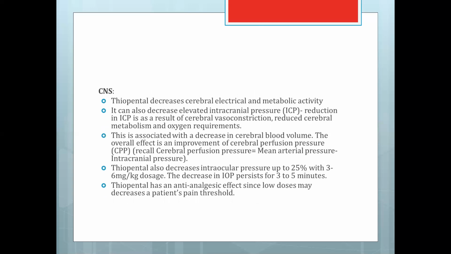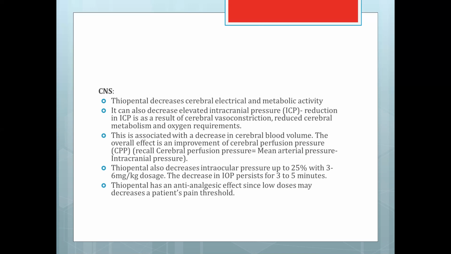Central nervous system. Thiopentone decreases cerebral electrical and metabolic activity. It can also decrease elevated intracranial pressure. The reason there is a decrease in intracranial pressure is as a result of cerebral vasoconstriction, reduced cerebral metabolism, and oxygen requirements. This is associated with a decrease in cerebral blood volume. The overall effect is an improvement of cerebral perfusion pressure.